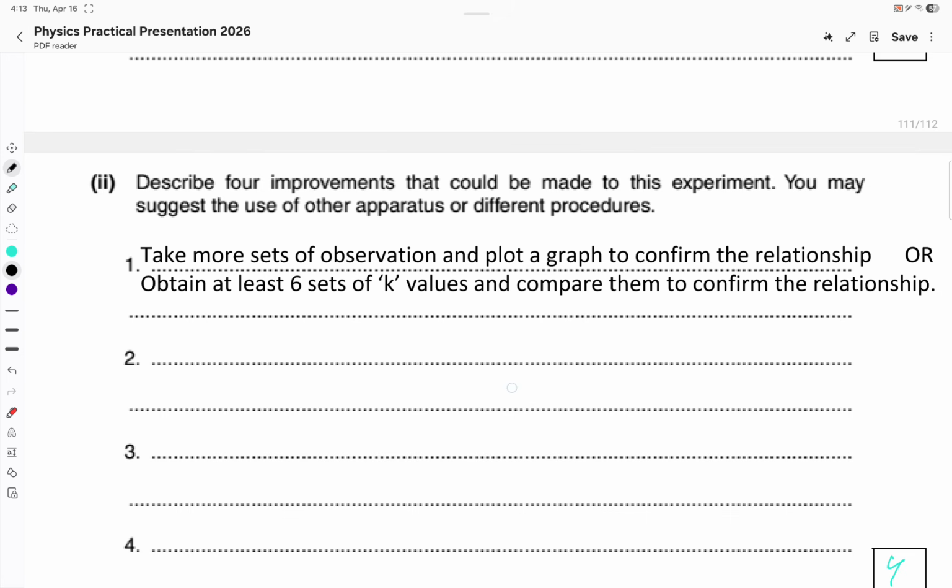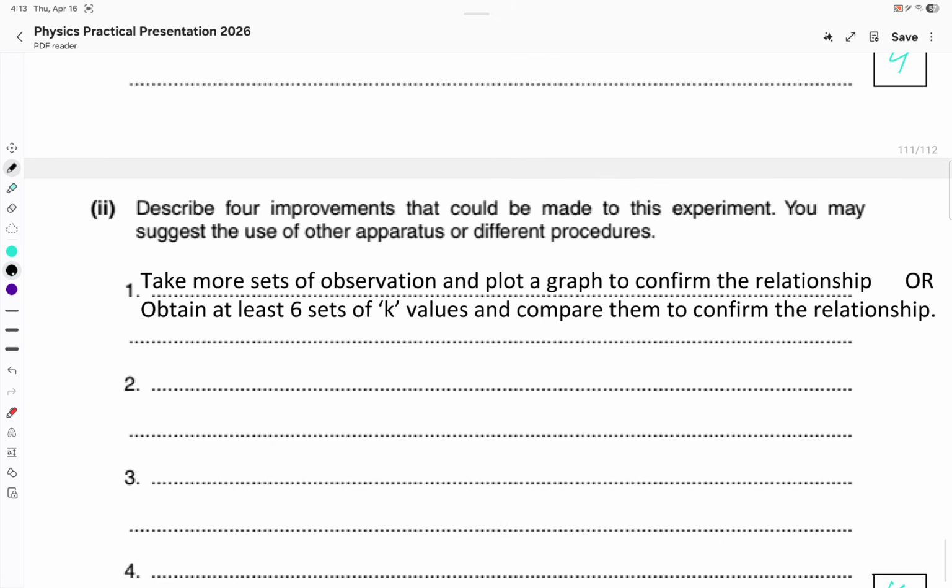Instead of that, how students used to write, see, let me write it. Take more sets of values and take an average. Sorry for my handwriting. Take an average. Now that's wrong physics. Never talk about taking more sets and taking an average. Never ever say it like this.